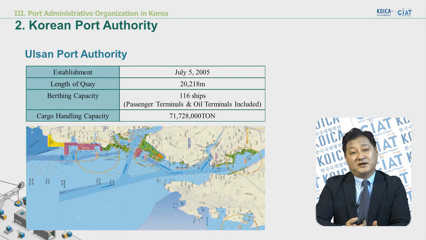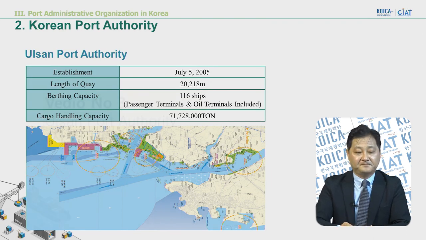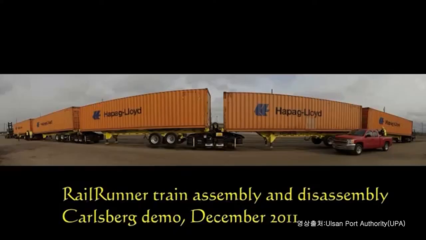Busan Port Authority, established in 2005, manages over 20,000 meters of quay length with a berthing capacity of 116 ships. The cargo handler's capacity is about 71 million tons per year. Let's watch a short promotional video of Busan Port Authority.